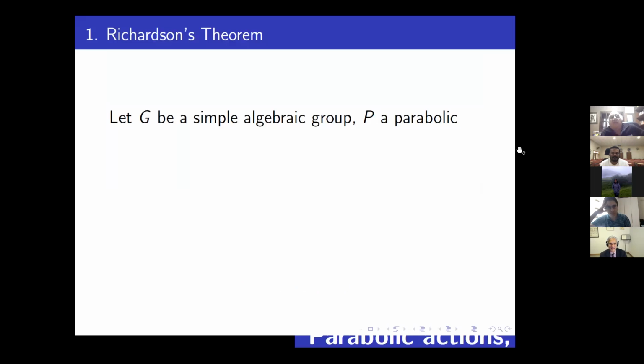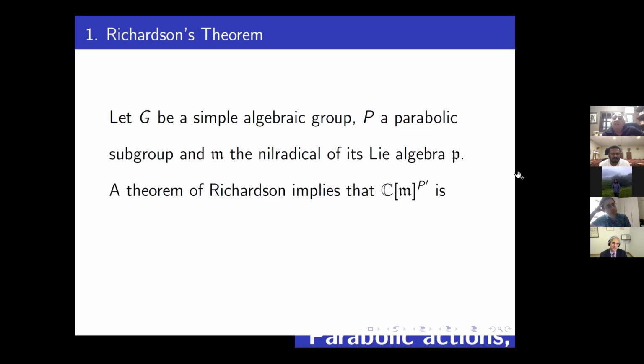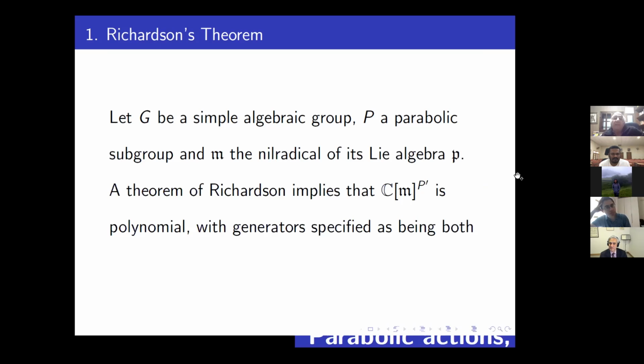So let me start with Richardson's theorem, or at least its consequence. Let G be a simple algebraic group, P a parabolic subgroup, and M the nilradical of its Lie algebra P. A theorem of Richardson implies that the invariant ring under the action of the derived group is polynomial, and the generators can be specified as being both irreducible polynomials and weight vectors. And of course, the first thing you ask is, what are these polynomials?